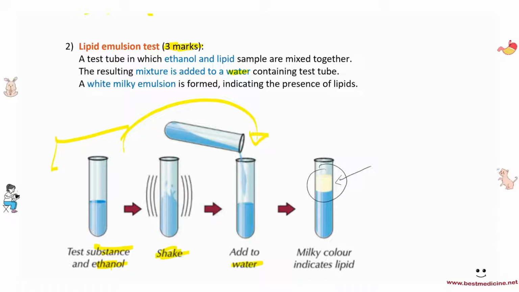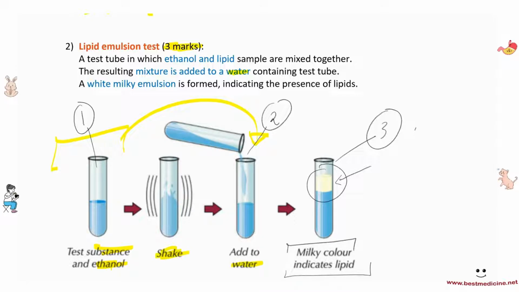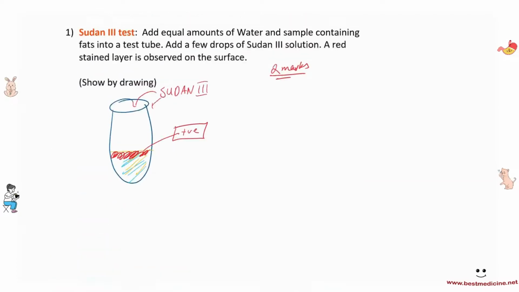Okay? So 3 steps. Number 1, you have a test tube that has the substance and ethanol. That's 1 mark. Number 2, you add it to water. And number 3, you get this milky, white-colored precipitate that is formed. And you get 3 marks for this. So I really hope that you guys get full marks on both of these every time you see them, okay?